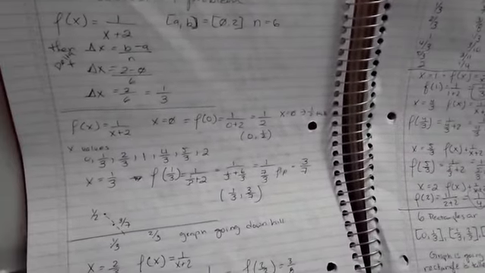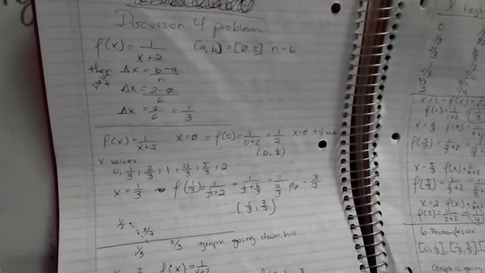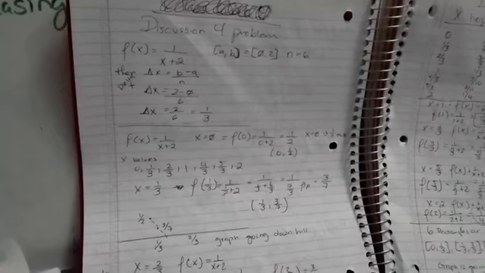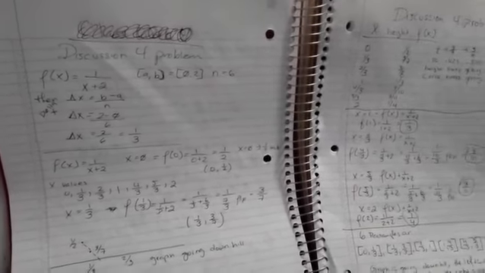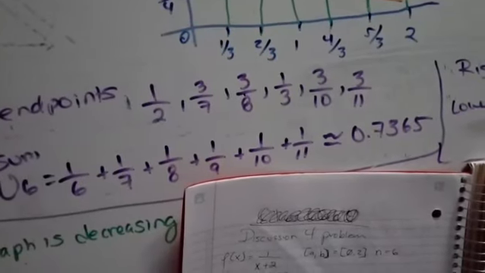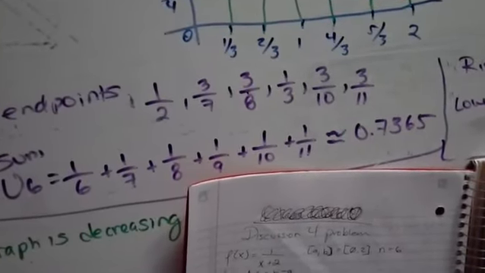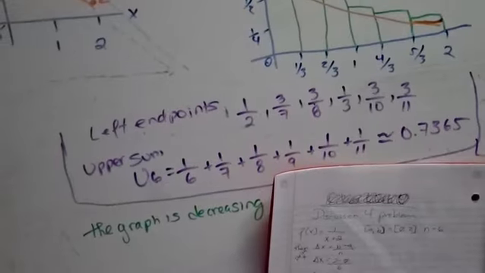For each rectangle, I multiply its height by its width. Since every rectangle is 1/3 wide, I multiply each of those heights by 1/3. Then I add the areas of all 6 rectangles together. That gives me the upper sum of approximately 0.7365. So my answer for the upper estimate is 0.7365 square units.